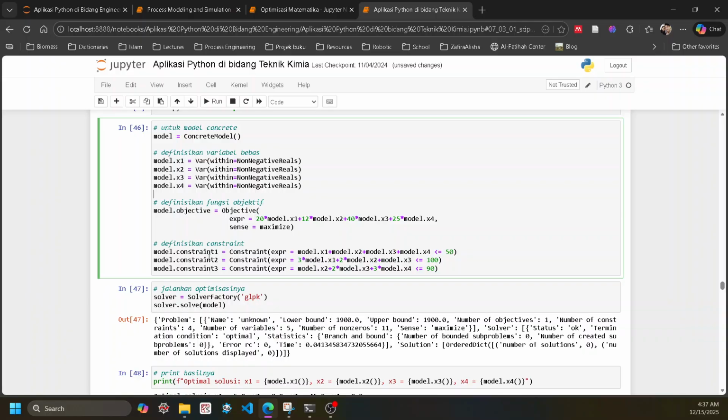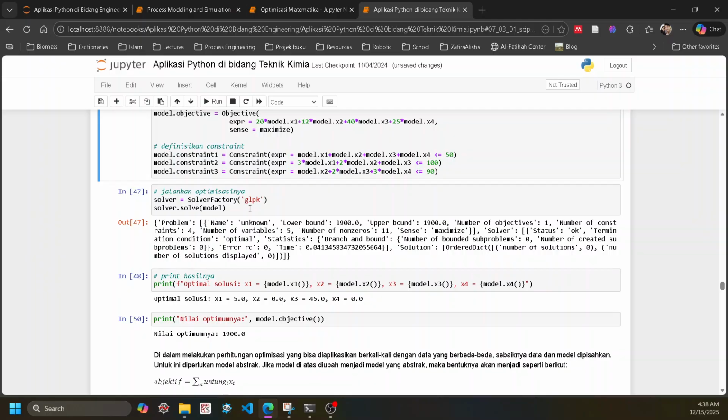And then we define the constraints, right? Just like in gekko. So model.constraint1 equals Constraint. You can name this anything here, you just have to be consistent. Constraint 1 is then x1 plus x2 plus x3 plus x4 less than or equal to 50. Model constraint 2 is then the Constraint with expression 3x1 plus 2x2 plus x3 less than 100, similarly with the 90. Once we define this, we put it into the model, and then we call the solver glpk, and then we solve this.